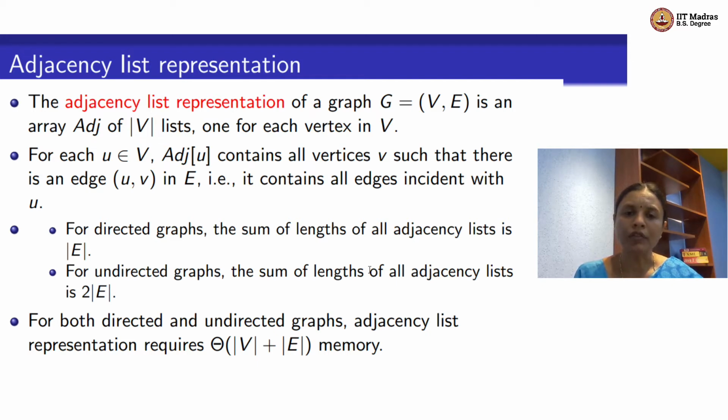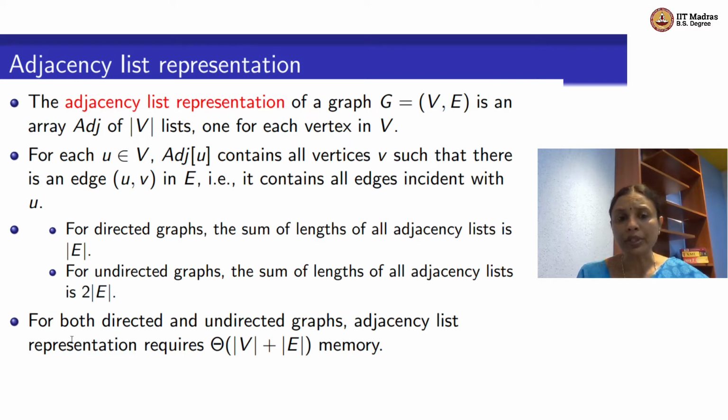So for directed graphs, if I take the sum of all the lengths of the adjacency lists, then I will get the number of edges, because I put one element into a specific list if there is an edge. For an undirected graph, I count edges in both directions, like we did, right? U was adjacent to V, V was adjacent to U. So the edge from U to V, we counted it in the adjacency list for U, and we counted it in the adjacency list for V. So the sum of the lengths of the adjacency lists becomes 2|E|.